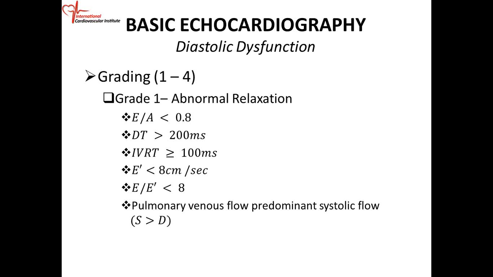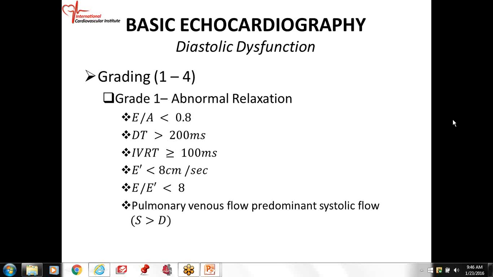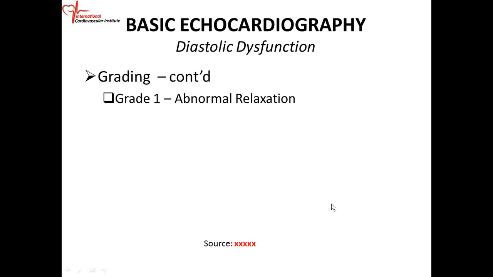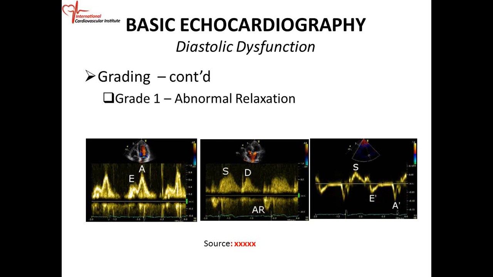And you have systolic predominance in your pulmonary vein flow. Okay, so that is your grade 1. And you have to know what your grade 1 looks like. All right. So that's grade 1.